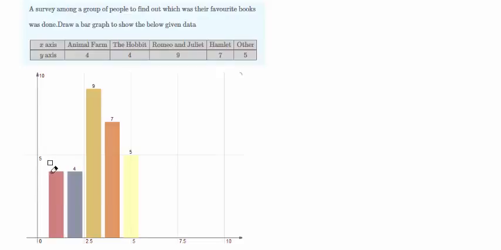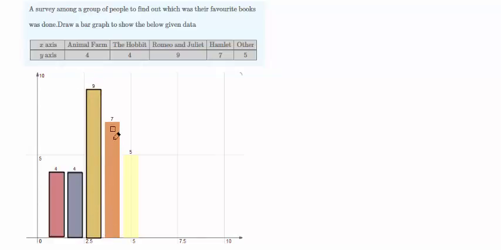And here comes the graph. So we have 4 bars. This is one bar. This is another one. And this is another one. And here's the 4th one. Each one representing a book type. And there's actually another one. There you go. So we have 5 bars for the 5 books.